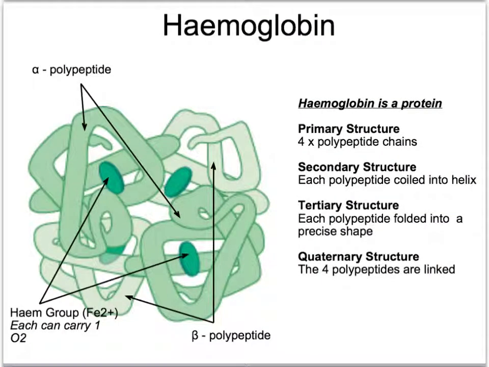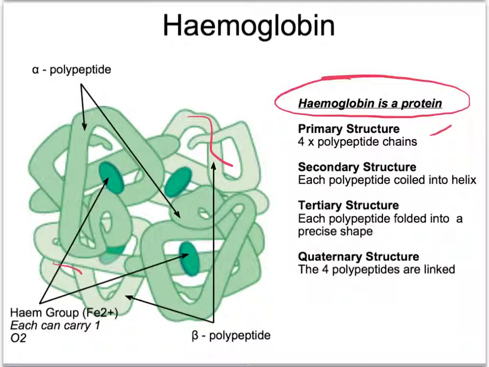Okay, so here's a hemoglobin molecule, and this is what it looks like in a bit more detail. First of all, hemoglobin is a protein. The primary structure is that it's made up of 4 polypeptide chains, and here you can see them. Here and here, the 2 lighter green coloured chains, and here, the 2 darker coloured chains.